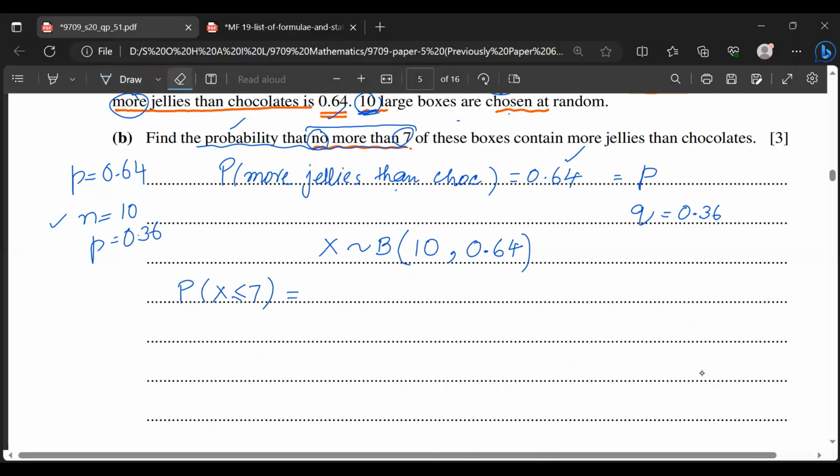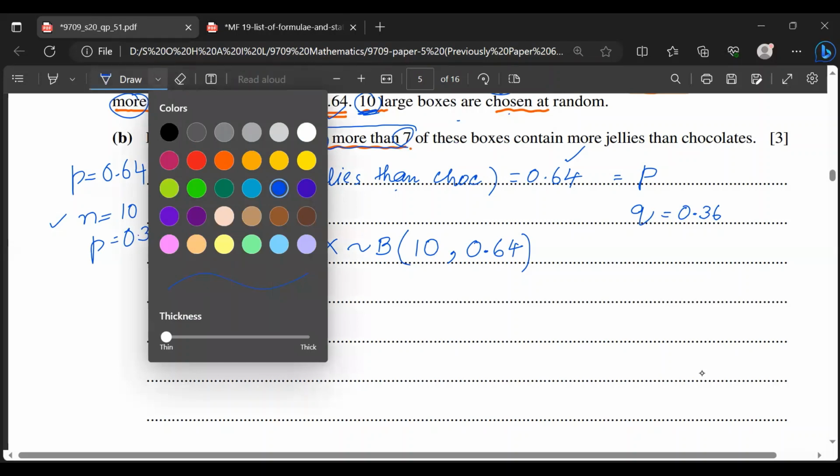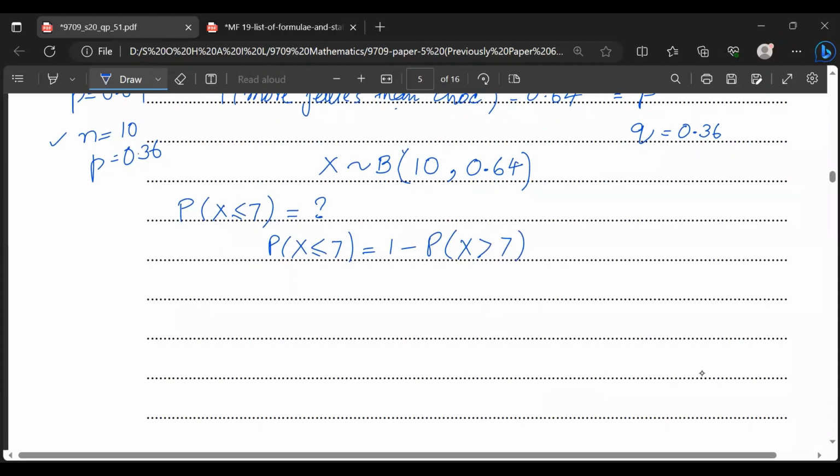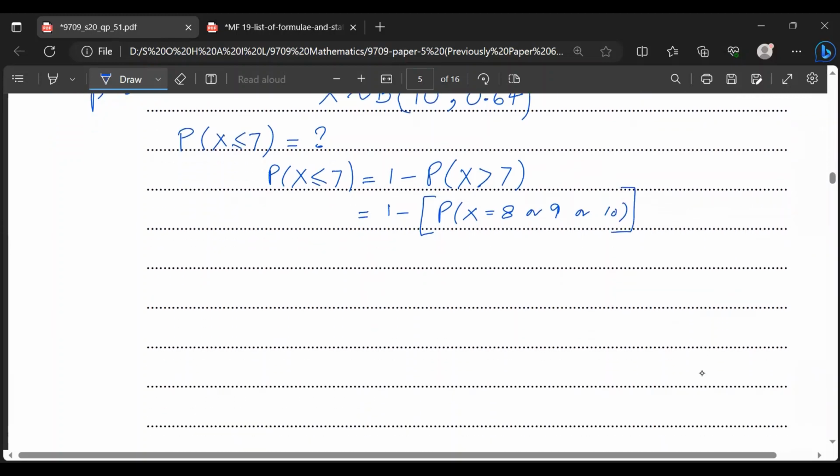So the probability of X less than or equal to 7 can be written as 1 minus probability of X greater than 7. Simple, because the sum of the probabilities is 1. And here it is probability of X greater than 7, up to 10, the total number of trials N. So here X equals 8, 9, or 10. That's it. So let us find these probabilities.